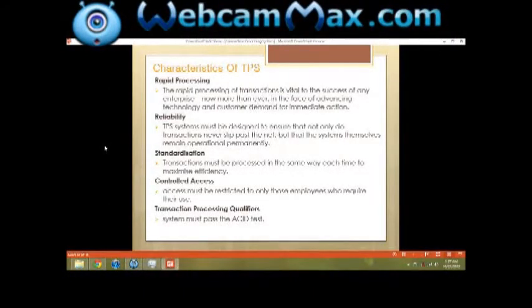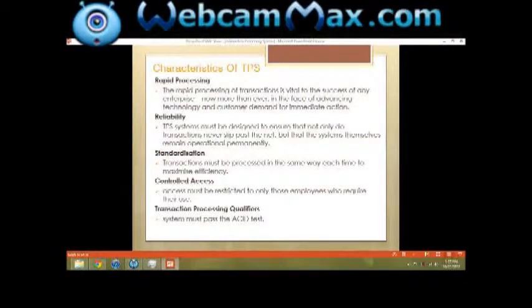My name is ArisLaviDen and I will be discussing the characteristics of transaction processing systems, the ACID test and its connection with the transaction processing qualifiers, and the features of the TPS. But first off, we will be discussing the properties or characteristics of the TPS. So the first property would be rapid processing.